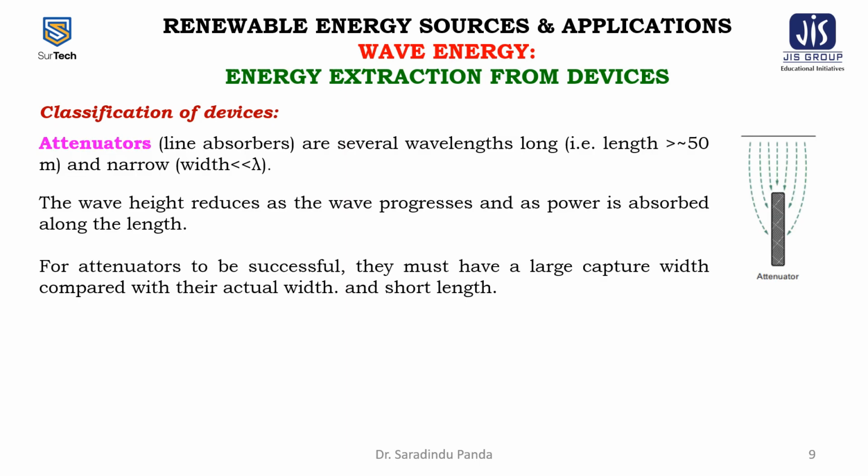Second are the attenuators, as shown in the figure. These are also called line absorbers, which are several wavelengths long. Length is approximately greater than 50 meters and the narrow width is less than lambda. The wave height reduces as the wave progresses and as power is absorbed along the length. For the attenuators to be successful, they must have a large capture width compared with the actual width and the short length.